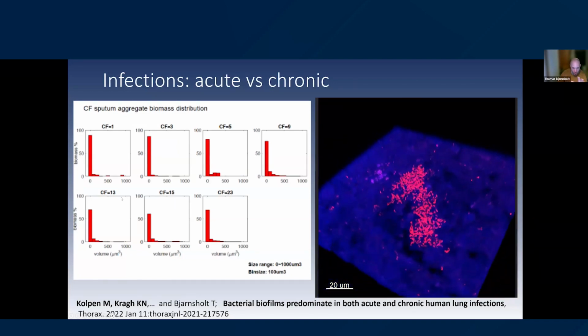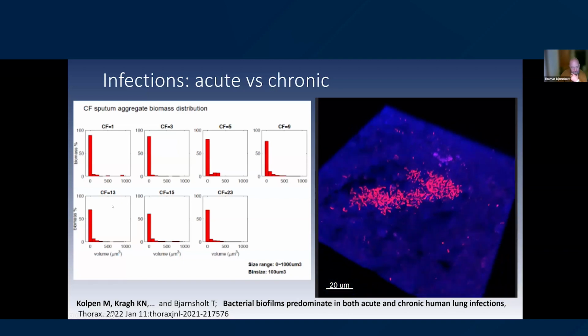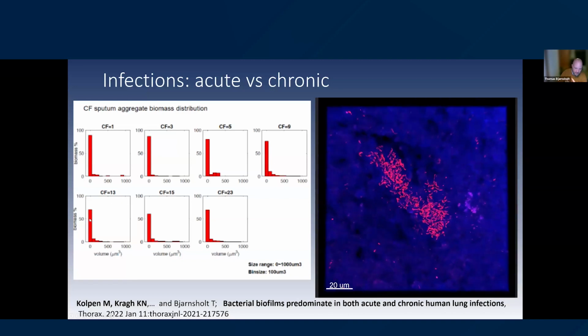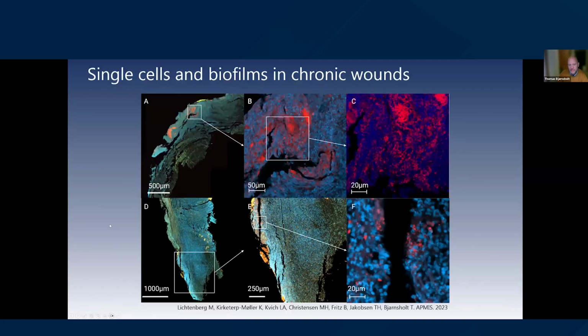So we took microscopy pictures of a lot of sputum samples and lung samples from CF patients, and together with Marvin we made these distributions of the biomass. You can see that more than 50% of the bacteria in these lungs were actually situated as single cells or extremely small microcolonies of 1, 2, 3, 5 bacteria. It was actually a smaller proportion than 50% of the bacteria which were situated in these large aggregates.